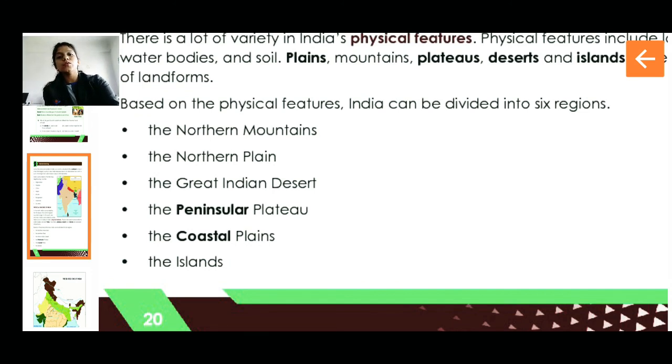Okay students, so which are those 6 regions? The northern mountains, the northern plain, the Great Indian Desert, the Peninsular Plateau, the coastal plains and the islands. So these are the main 6 regions, the physical features of India.